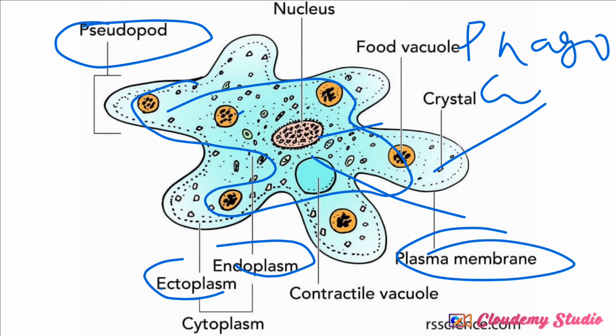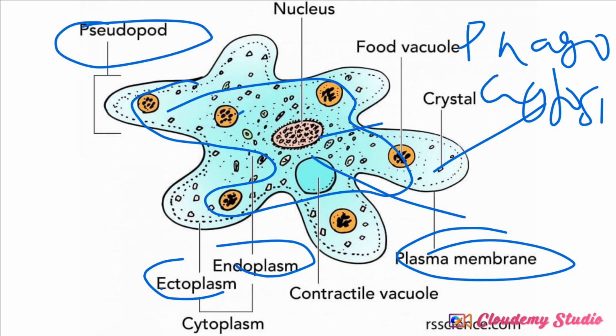Phagocytosis, which means they engulf food materials. They feed on algae, they feed on diatoms. They engulf food material using their pseudopod. You understand? So this pseudopod is used for what? For food movement and feeding. That's why they call it pseudo. Pseudo means false and pod means leg. So that is false leg.